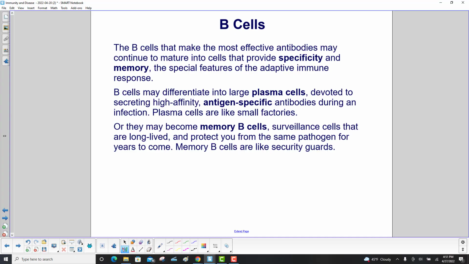The B cells that make the most effective antibodies may continue to mature into cells that provide specificity and memory, the special features of the adaptive immune system. B cells may differentiate into large plasma cells devoted to secreting high-affinity antigen-specific antibodies during an infection. Plasma cells are like small factories. Or they might become memory B cells. Those are surveillance cells that are long-lived and protect you from the same pathogen for years to come. Memory B cells, kind of like security guards.